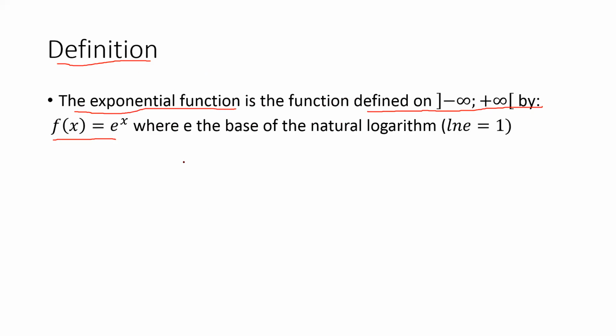What is e? Do you know what is e? Where e is the base of the natural logarithm and ln e equal 1. We took in the previous chapter ln e equal 1. What is the value of e? Two point something. 2.718. But we use 2.7. So what is important to know is that the function e to the x is called the exponential function, defined on minus infinity, plus infinity. Any questions about the definition?